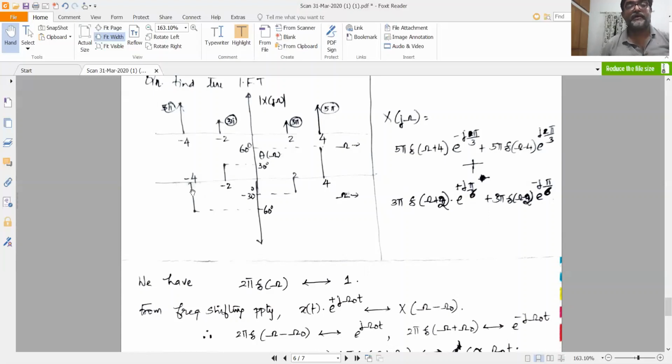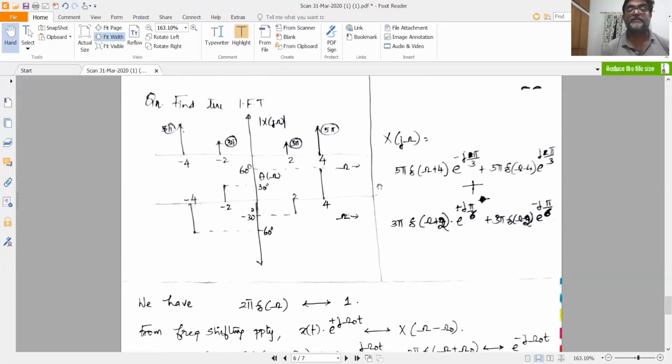And the angles are minus 60 degrees at minus 4, plus 30 degrees at minus 2, then minus 30 degrees at 2, and plus 60 degrees at 4. So 30 degrees is pi by 6, 60 degrees is pi by 3. Therefore the spectrum can be written as 5 pi delta omega plus 4 into e raised to minus j pi by 3 here. So that is this part.